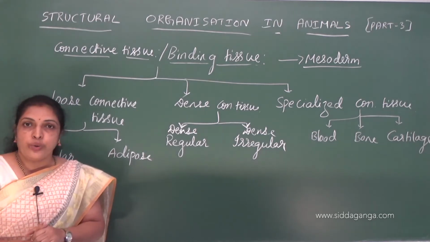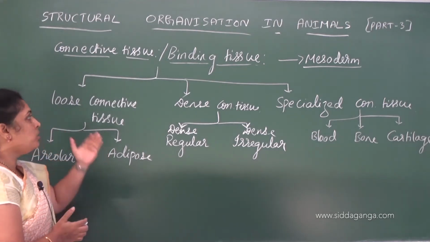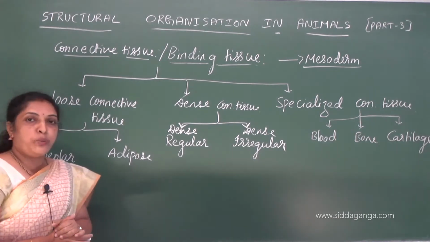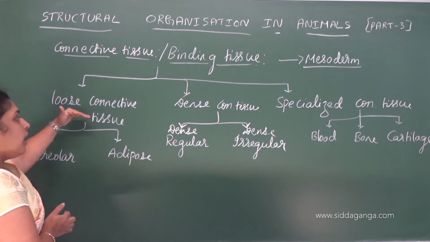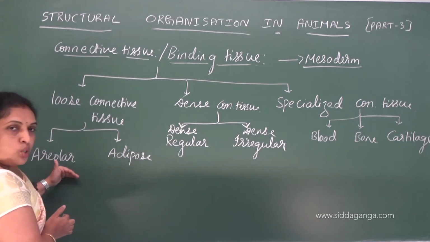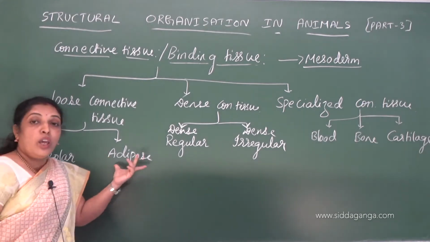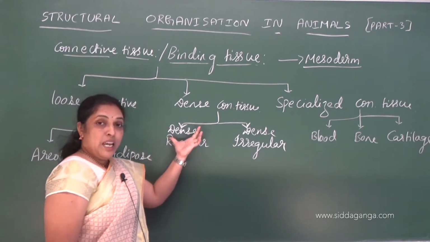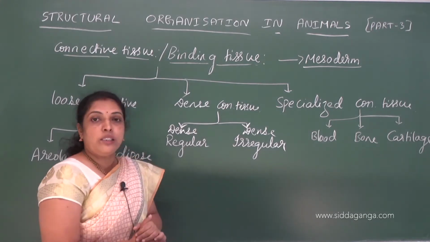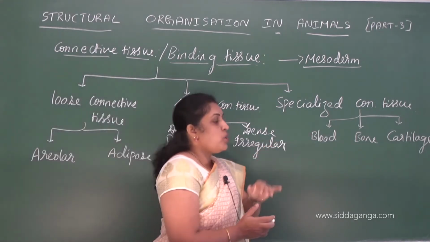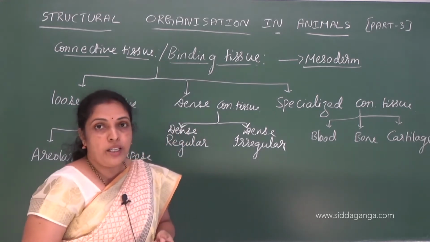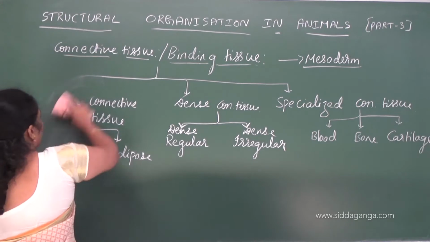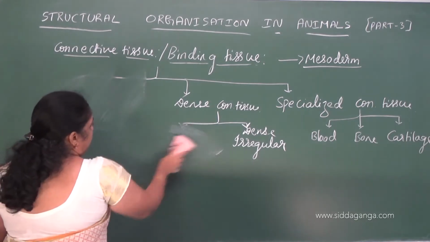Understood? So connective tissue is classified into three types: loose connective tissue, dense connective tissue and specialized connective tissue. Loose connective tissue is classified into areolar tissue and adipose tissue; dense into regular and irregular connective tissue; and under specialized we have blood, cartilage and bone. Let us now discuss the individual connective tissues.